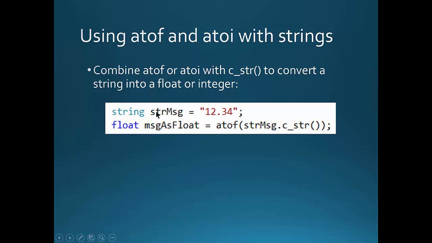A simple way of using ATOF or ATOI with a string would be just to say the name of the string, dot c_str, which converts it to a character array, and then this will convert your string directly into a float. So this would be the format if you wanted to use ATOF or ATOI or ATOD with a string.